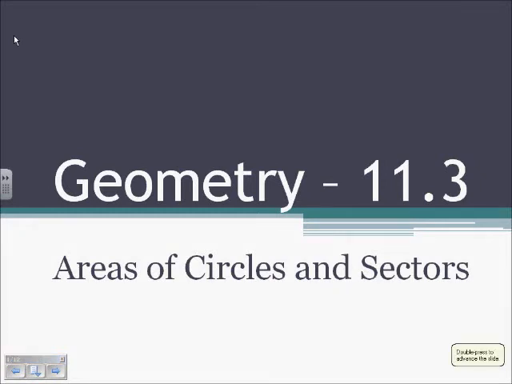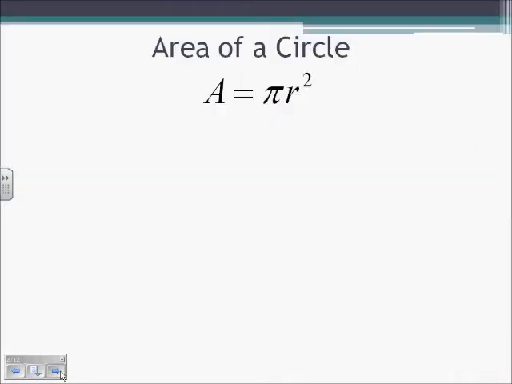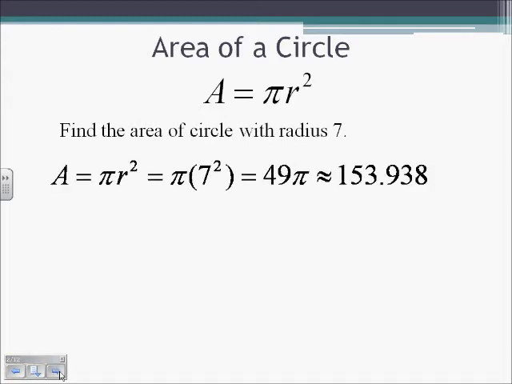Section 11.3, areas of circles and sectors. We know the area of a circle is going to be equal to pi times our radius squared. If we're going to find the area of a circle with a radius of 7, we just plug that in for r. Our area is going to equal pi times 7 squared, which is 49 pi, or approximately 153.938 square units.